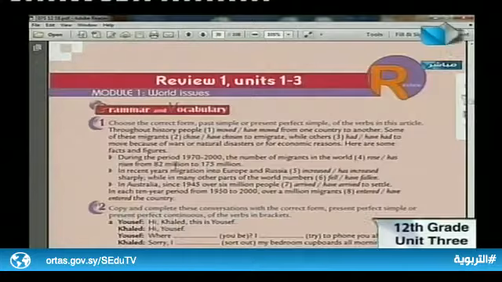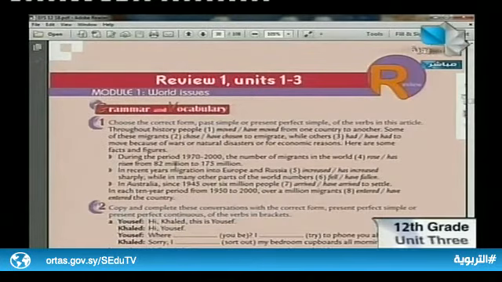So please, Ms. Reem, would you please start doing this exercise? With pleasure. Thank you. Throughout history, people have moved from one country to another. So here, number one, you have two choices: moved or have moved.